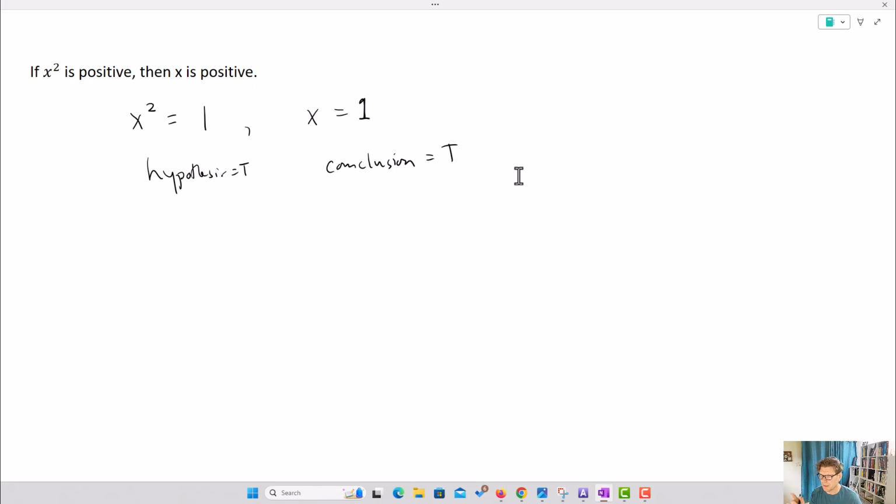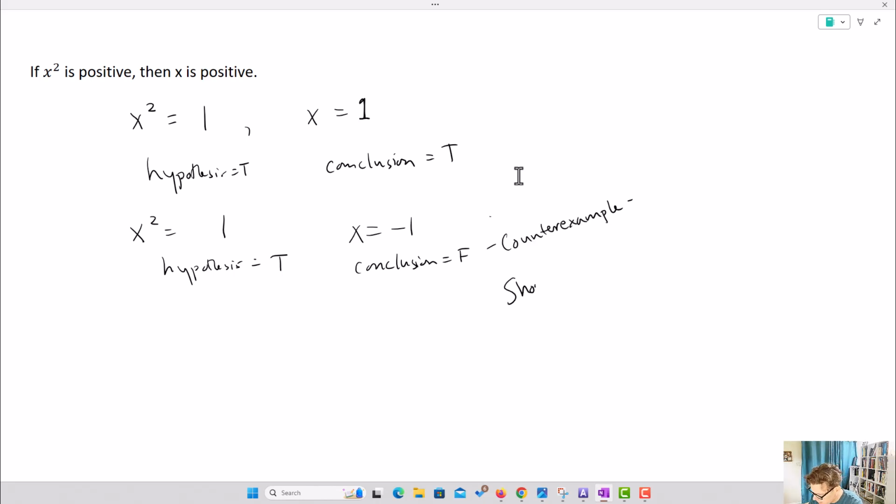But we have a problem. We know we could have x squared equal to 1, hypothesis equals true, but then you can think of the other option, which is that x equals negative 1, conclusion equals false. We have a special name for this. This is actually called a counterexample. And the counterexample shows the conditional is false.